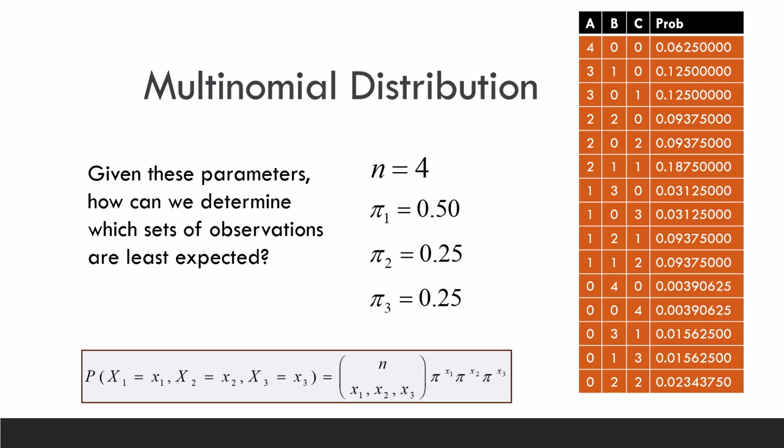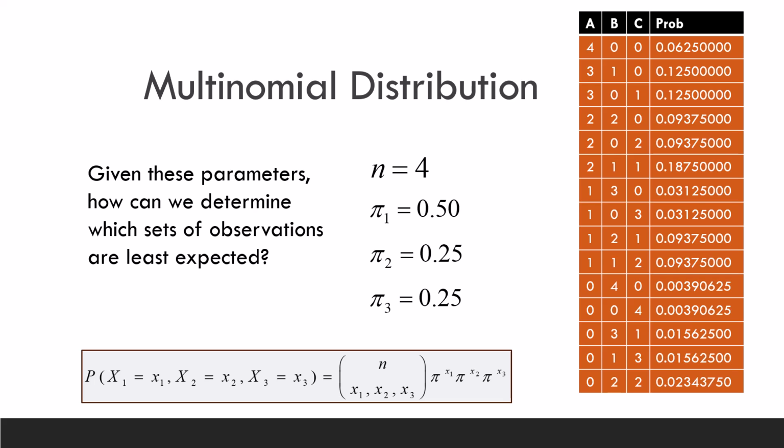I know what is the most expected, and that is to have half of these 4 observations end up in category 1, a quarter of the 4 observations, or 1 observation, end up in category 2, and 1 observation end up in category 3. And indeed, when I look at the multinomial distribution, I see that 2 in category A, 1 in B, and 1 in C has the highest probability of any of the possible outcomes.